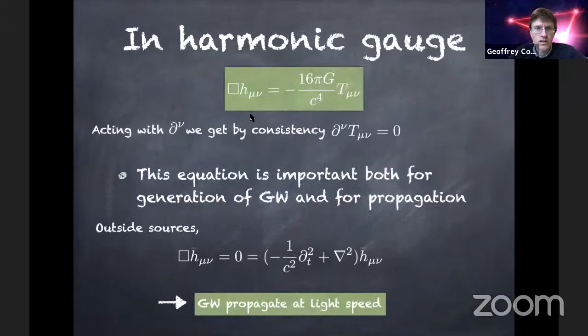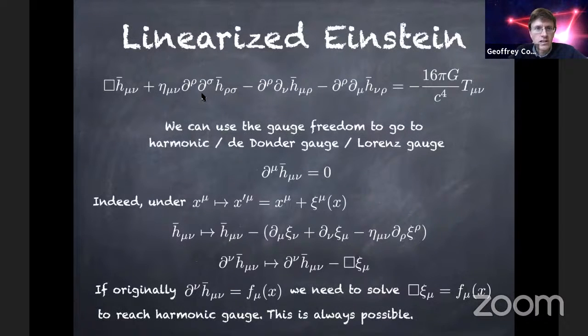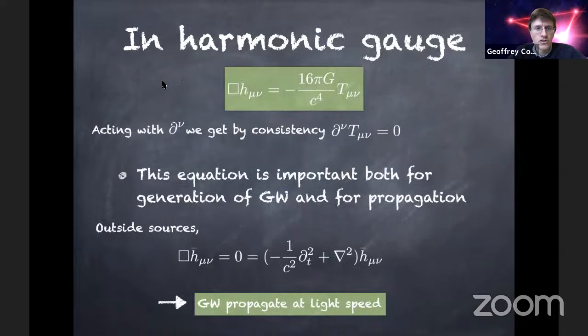So now let's imagine we are in harmonic gauge. So you see here, this is now becoming 0. This is 0, and this is 0, because of this row here, this row here, and so on. So we have this equation. Note that if you act with d nu, you can commute the d nu with the derivation, and you find the stress tensor is conserved by consistency, which is a consistency condition. So this equation is important both for generation of gravitational waves and for propagation.